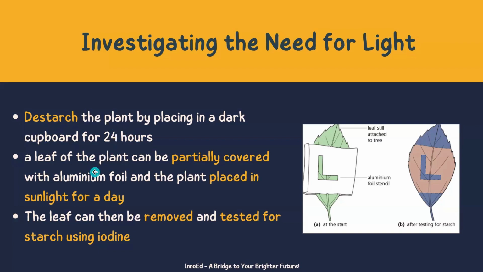Then we partially cover the leaf of the plant with aluminum foil, just like in this picture, and we place that plant under the sunlight for a day. After that, we remove the partially covered leaf and test it for starch using iodine.